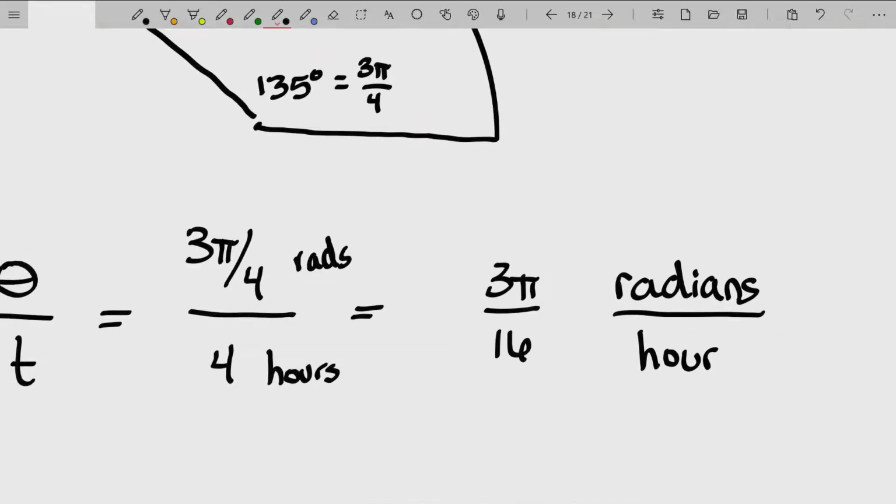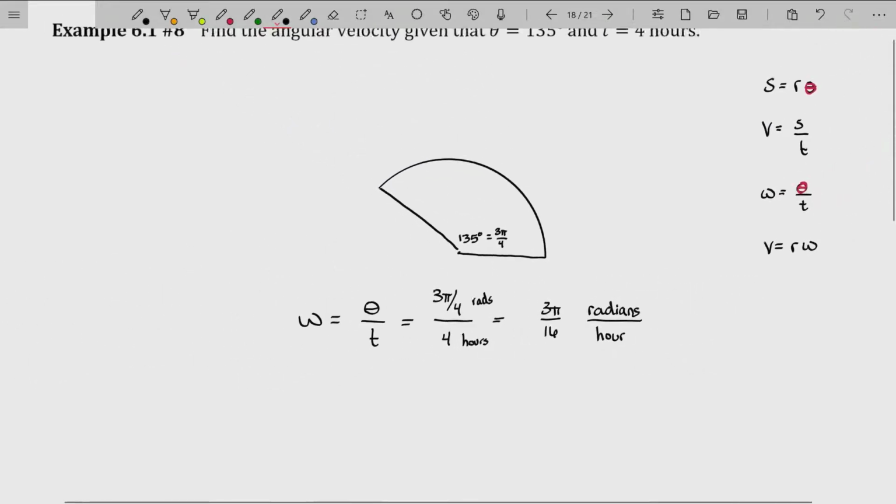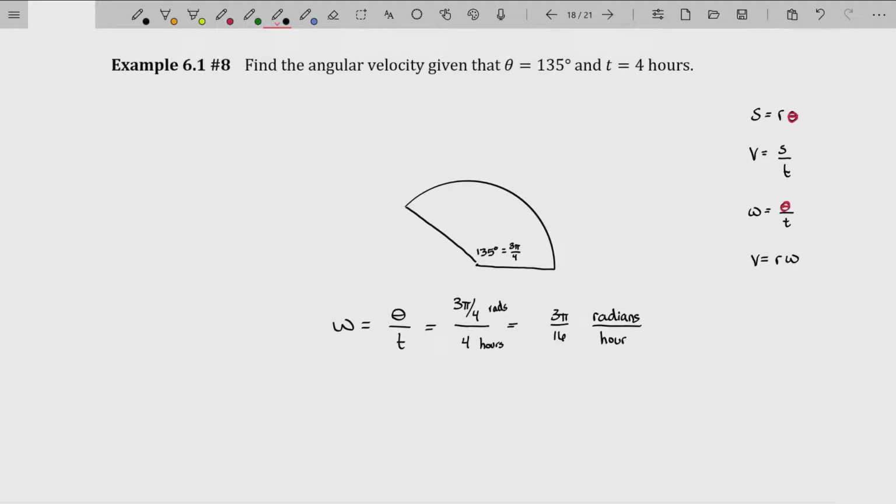If you just say this angle opened at 3 pi over 16 per hour, that sounds weird. So it's best to include the word radians, even though radians is unitless. It's important to include them so people know what you're talking about.